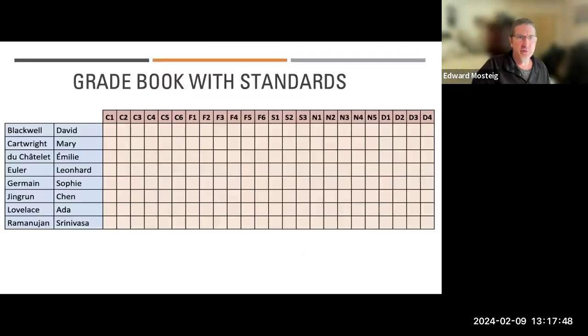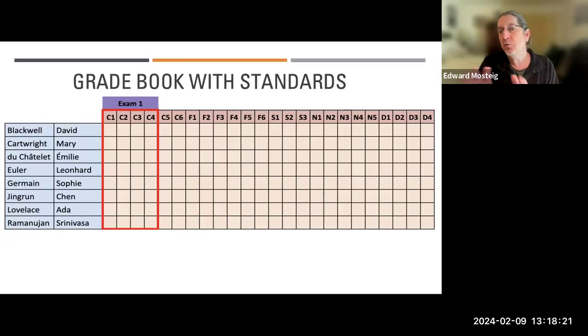So what I want to do is take a look at what my grade book might look like. Here I have a really talented group of students. You can see Ada Lovelace is there, Euler and Ramanujan. It was a really good semester. I have all 24 standards listed at the top. And the way I structure my classes is the first exam might have 4 or 6 of the standards. So for example, exam 1 might have these 4 standards right here. And each standard might be 1 or 2 problems or so, whatever the topic requires.